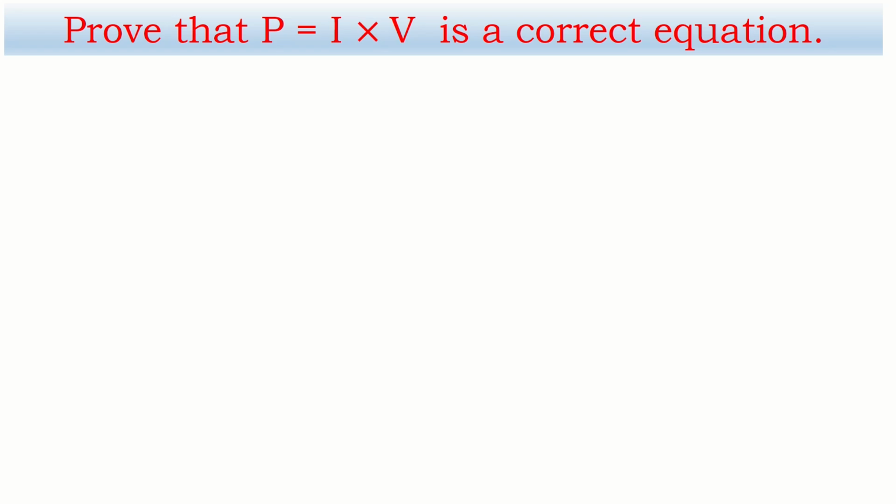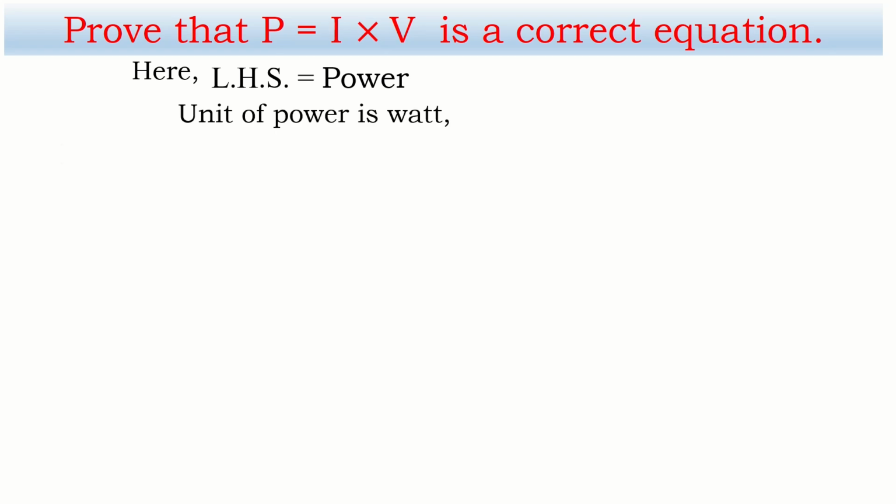This is P equal to I into V. If you are told to prove that P equal to I into V is a correct equation, then how can you prove? You have to take left hand side and right hand side. Here left hand side equal to power. Power equal to current into voltage. And what is the unit of power? It is watt. That's why left hand side equal to watt.